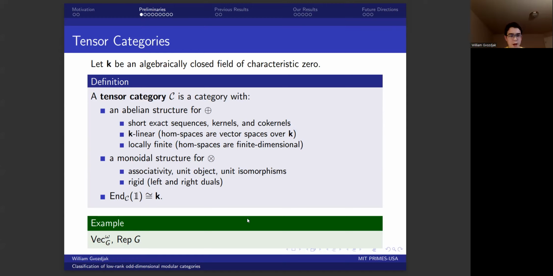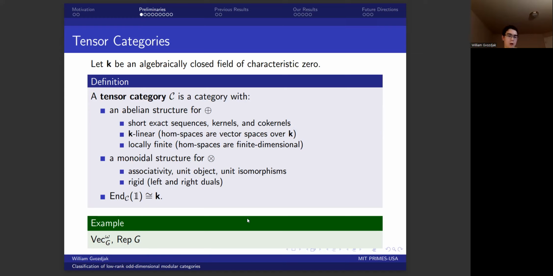We further require that a tensor category must be rigid. This means that there have to exist left and right duals in our category. Along with these left and right duals, we also receive co-evaluation and evaluation maps that will come in handy in a later definition. Finally, we also require that a tensor category satisfies this compatibility condition. So we require that the endomorphism algebra of this unit object 1 is equivalent to our base field K. And this is the same as saying that our unit object 1 is a simple object inside of our category.